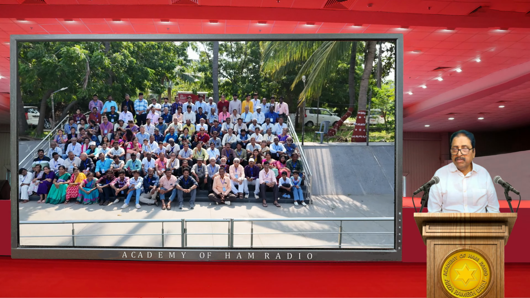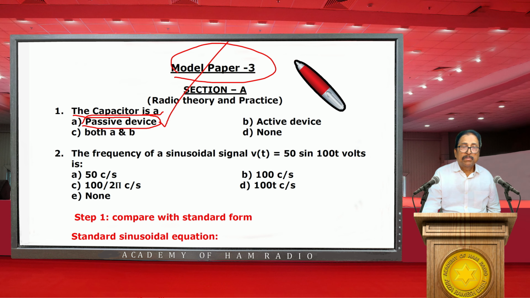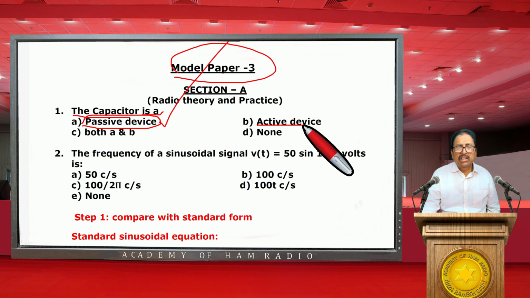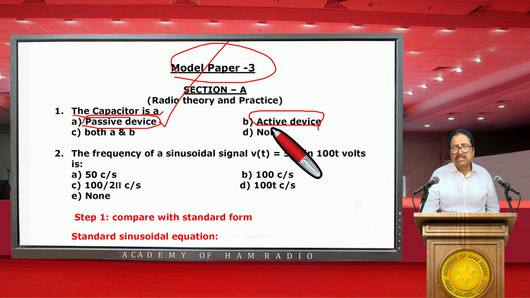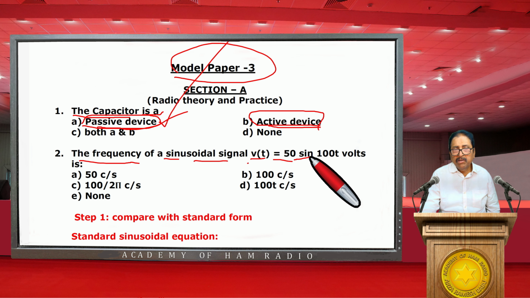Now I am going to discuss model paper number 3. The capacitor is a passive device. Alpha is the right option. Active device means all the semiconductor components like diodes and transistors; all these are active devices, but a capacitor is a passive device. Next question. The frequency of sinusoidal signal Vt is equal to 5 sin 100t volts.